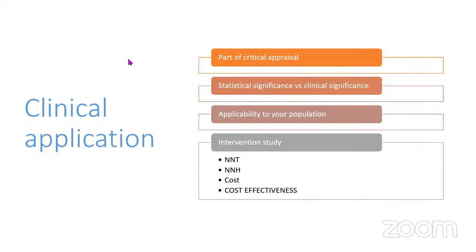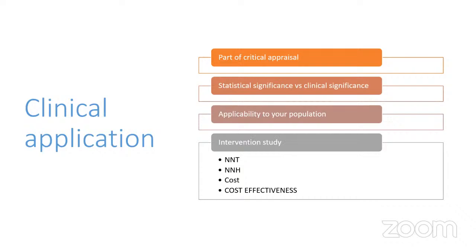Then the last part of getting a journal is clinical application, because it is just part of the clinical appraisal, but it deals with things like statistical significance versus clinical significance. Someone could have overpowered a study and found a very narrow difference to be very statistically significant, but that difference may not be clinically significant.